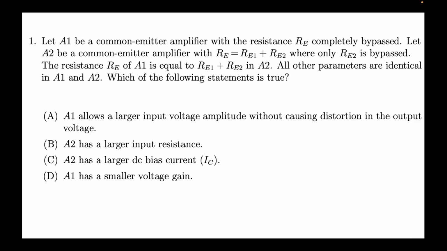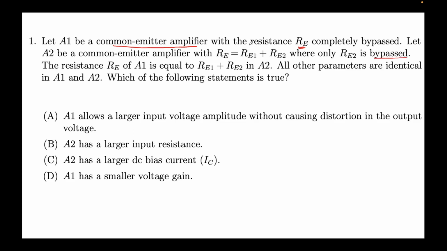All right, let's get started now. So problem 1 says, let A1 be a common emitter amplifier. So A1 is a common emitter amplifier with resistance Re completely bypassed. So there's a resistance which we saw in typically these circuits, there's a resistance attached to the emitter, and the other end of the resistor is the ground. It's completely bypassed. We'll see what this term means, right? And A2 is another common emitter amplifier with Re equal to Re1 plus Re2, where only Re2 is bypassed.